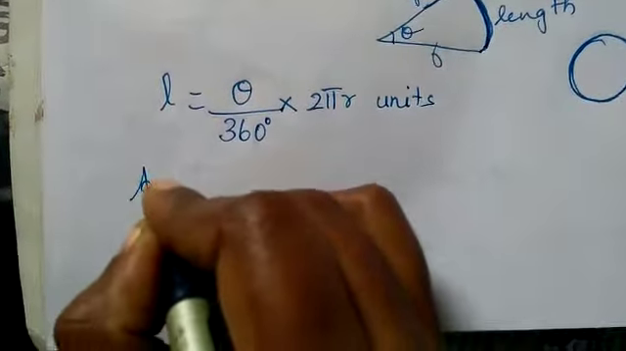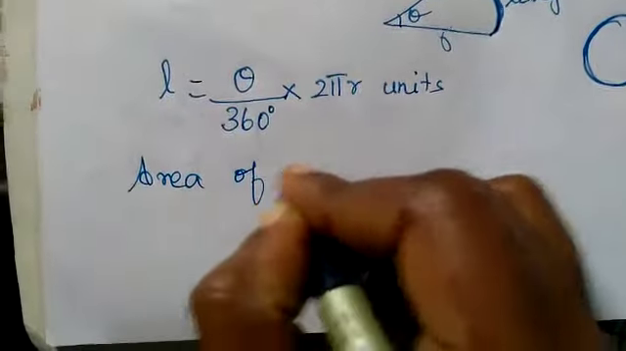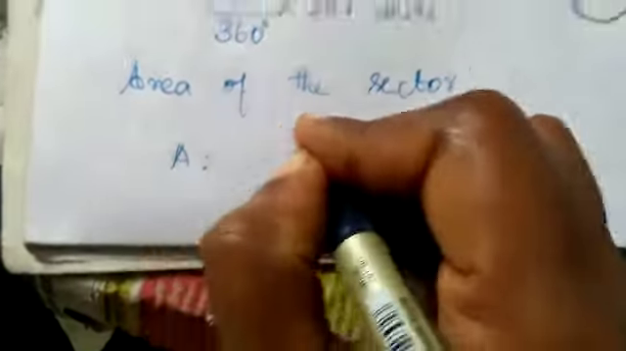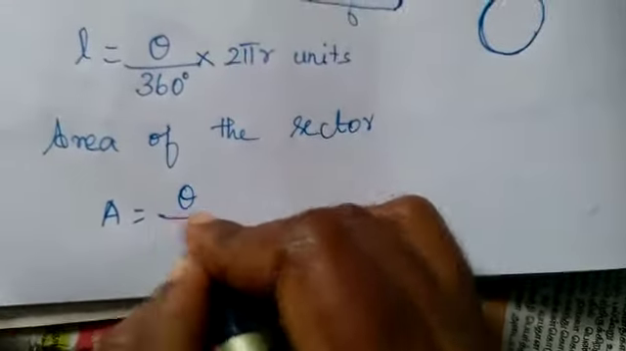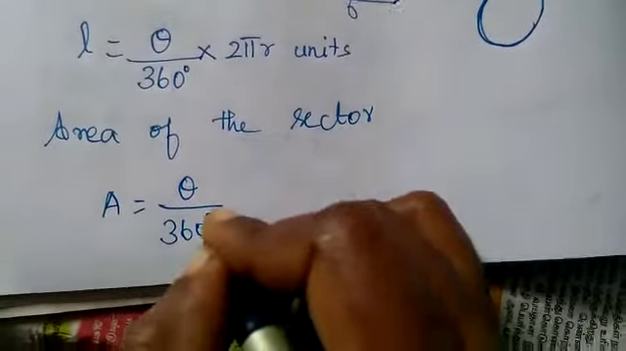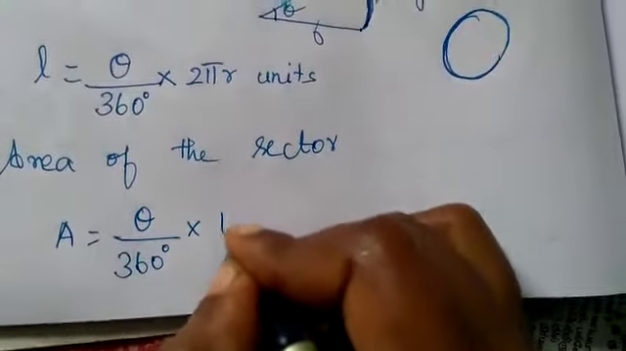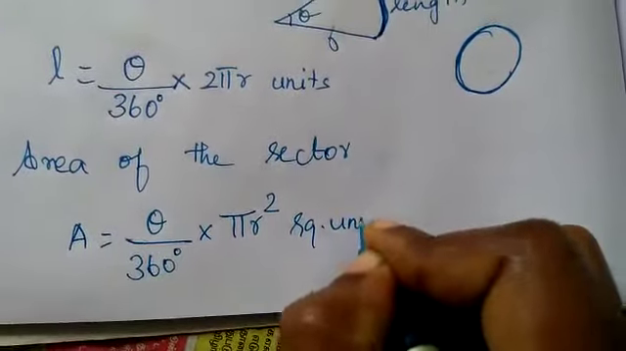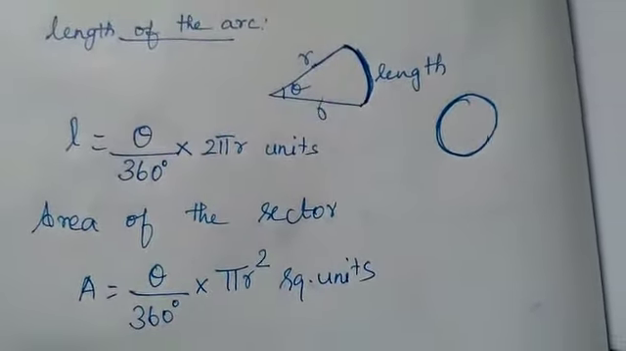Next we are finding the area of the sector. Area of the sector equals theta by 360 degrees into the formula for the area of a circle, pi r square units.